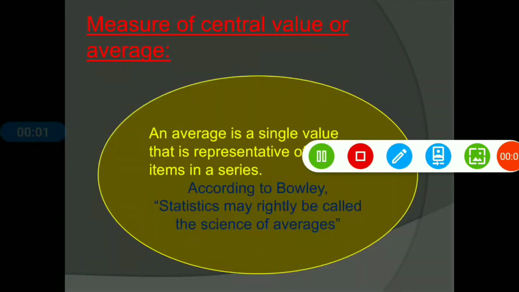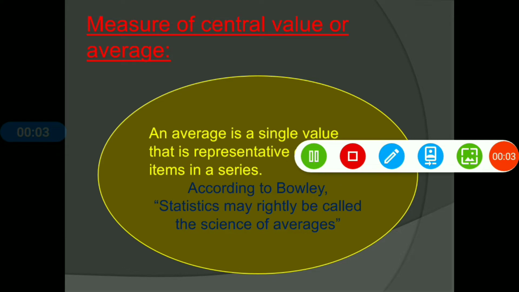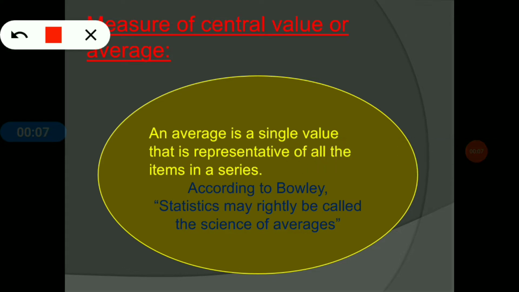Here is the slide for the definition of measure of central value or average. At first we have to know what we mean by average. Average is basically a single value which is a true representative of all items in the series, and according to Bowley, statistics may rightly be called the science of averages.